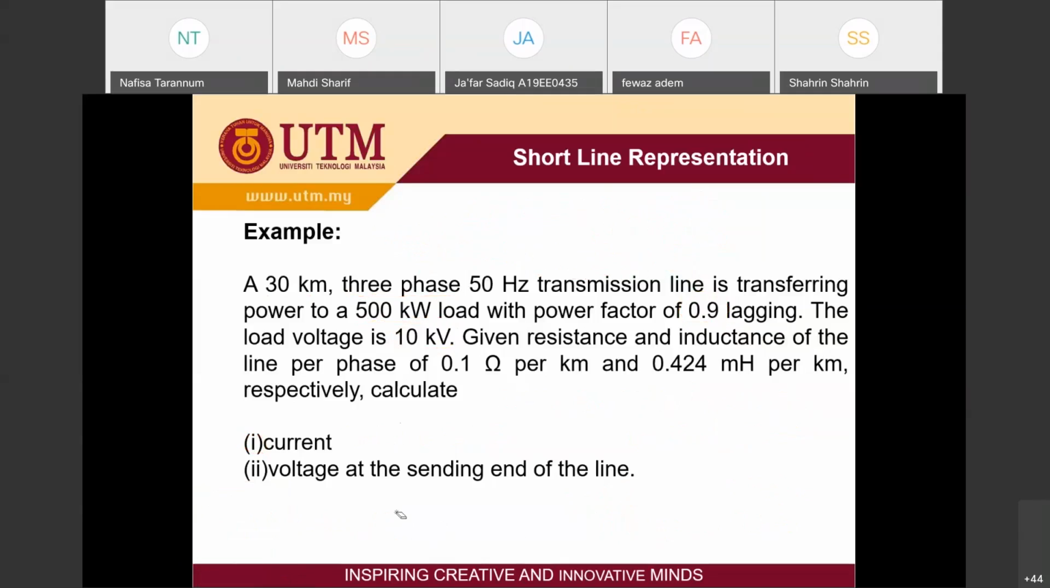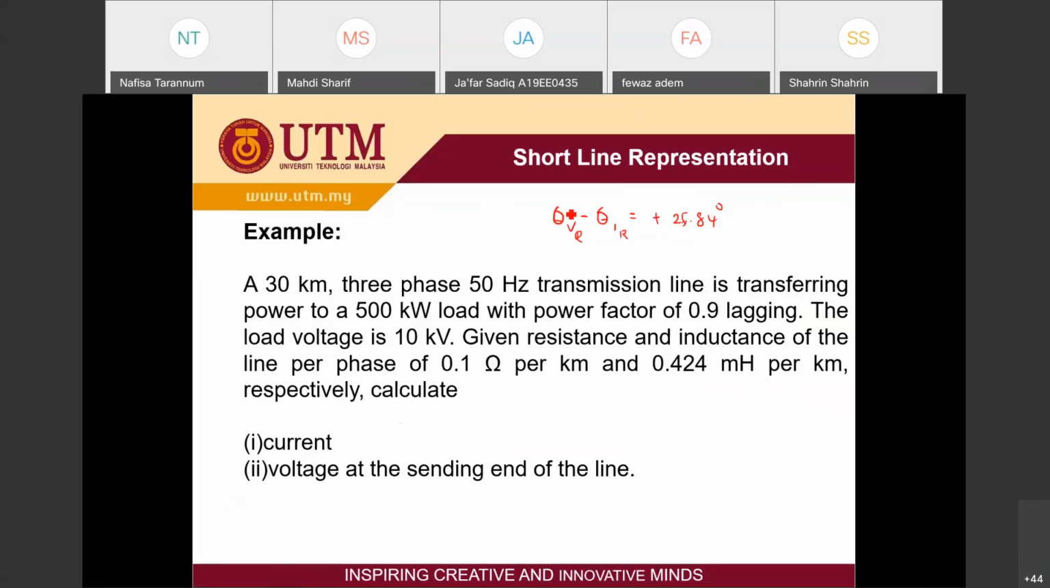Yeah, I saw this one. Okay, because of the question from you, actually how do I get negative? Because 0.9 lagging means that theta V minus theta I, at the receiving end, is positive. Cos inverse 0.9 is 25.84 degrees.